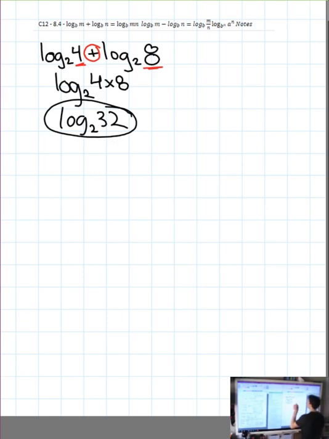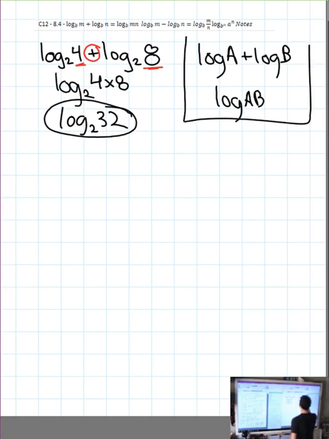So the rule states if we have log A plus log B, the answer is log AB. Rule number 4 on your formula sheet, we'll want to be able to use all these rules interchangeably. We'll want to be able to go in this direction and also in this direction.